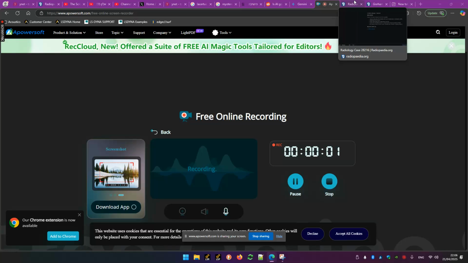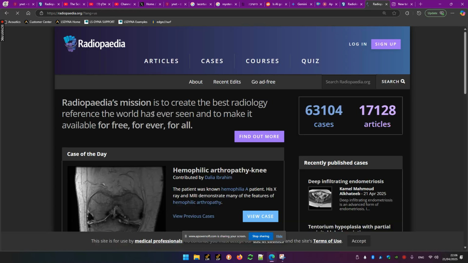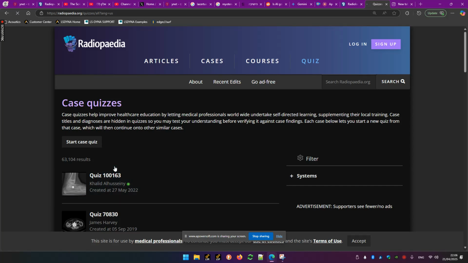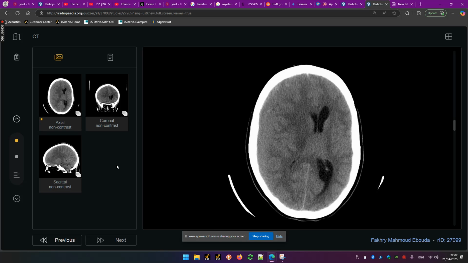Okay, so let's do another case from Radiopedia, not this one. We'll do a very random case. Let's see what we've got here. So let's start. This is a head CT.